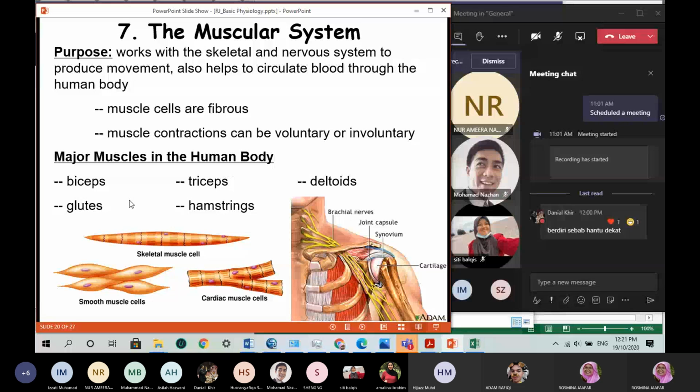This deltoid is attached to the backbone and your shoulder bone, and it is called deltoid. Hamstring is the muscles in the lower leg. And this gluteus, I'm not sure where it is, but the others are common muscles, important for movement.